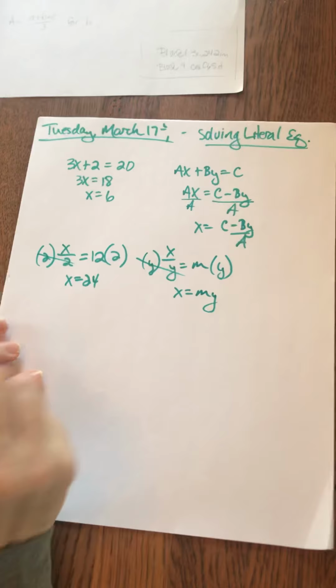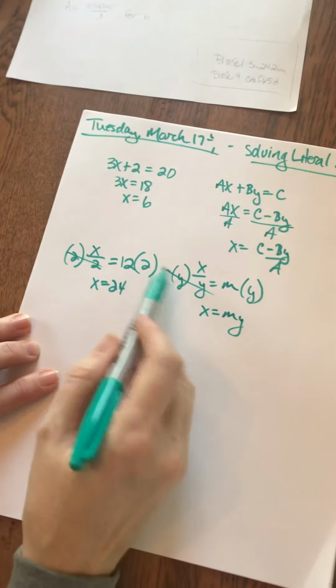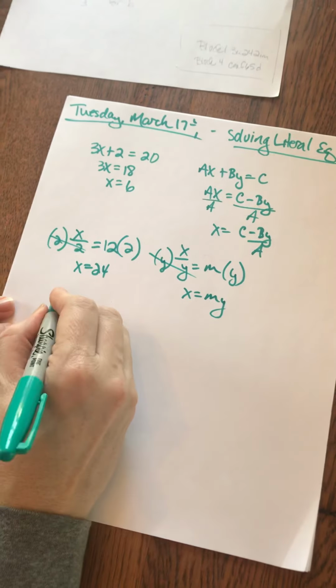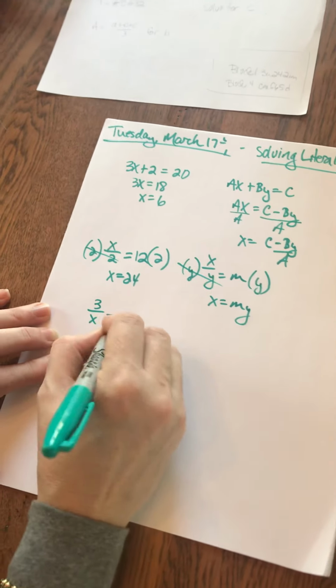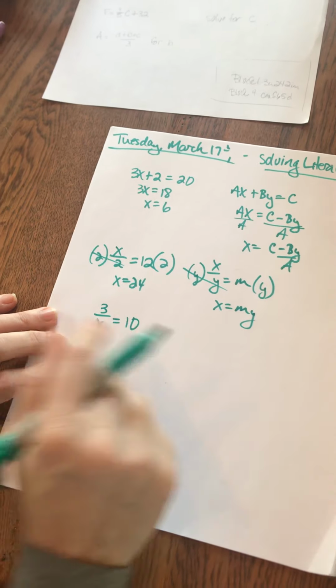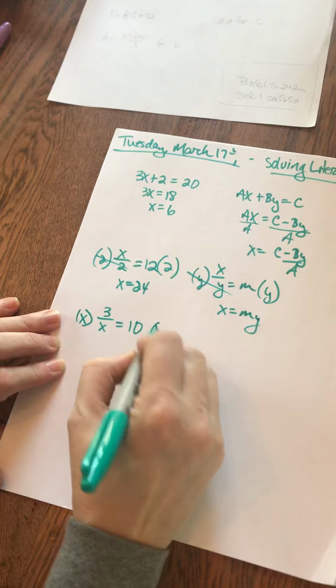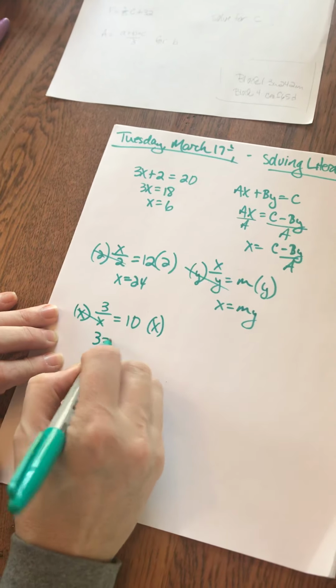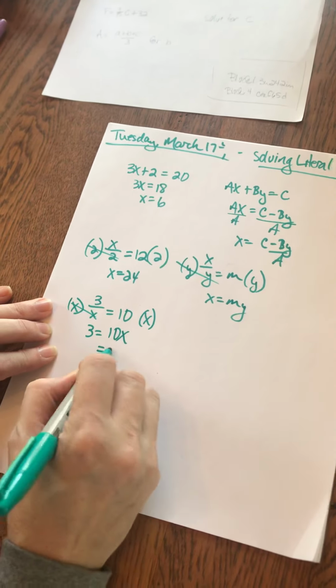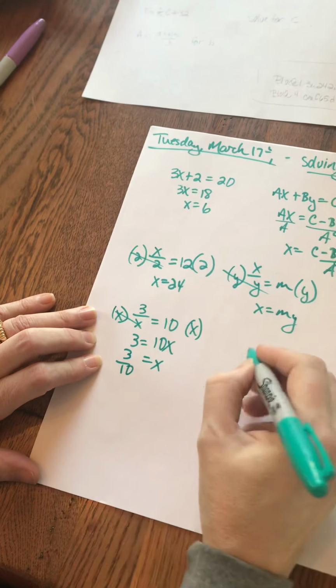Your denominators will cancel, right, because of the fact that you have a form of 1 there, y divided by y. Now, if your variable is in the denominator, you still, in order to undo the fraction, are going to multiply each side by the denominator. So we get here 3 equals 10x, divide each side by 10, and x equals 3/10.